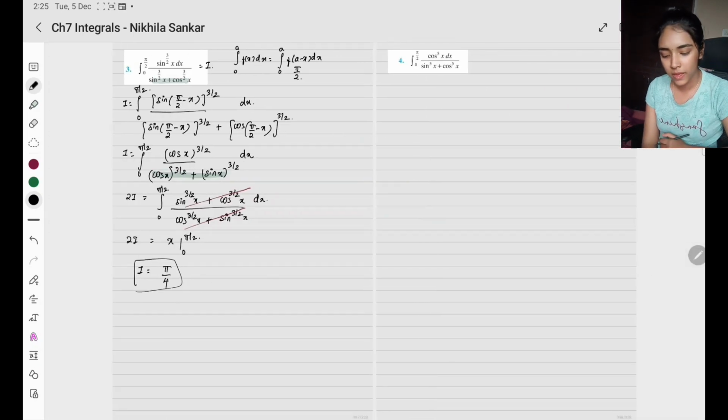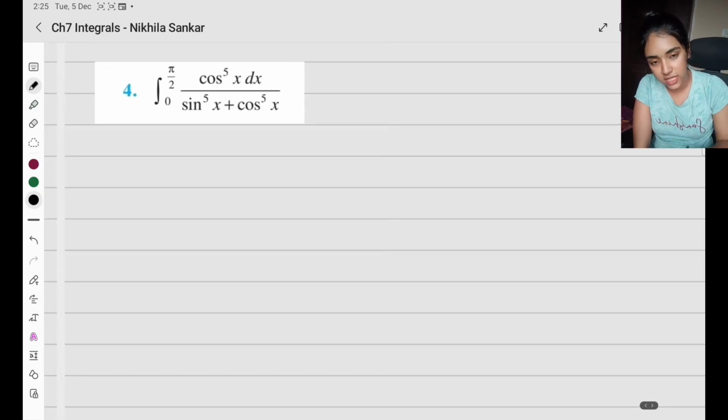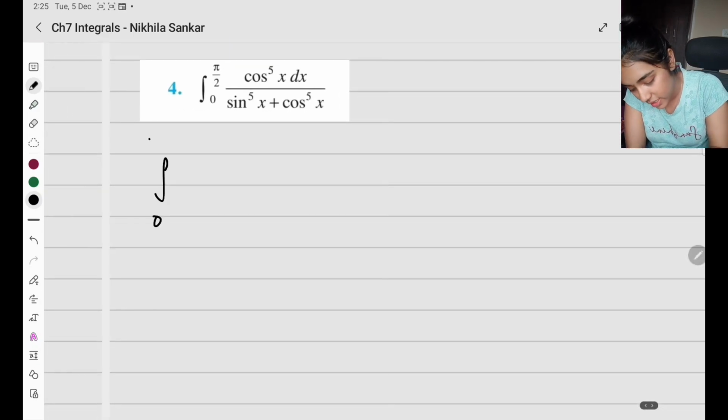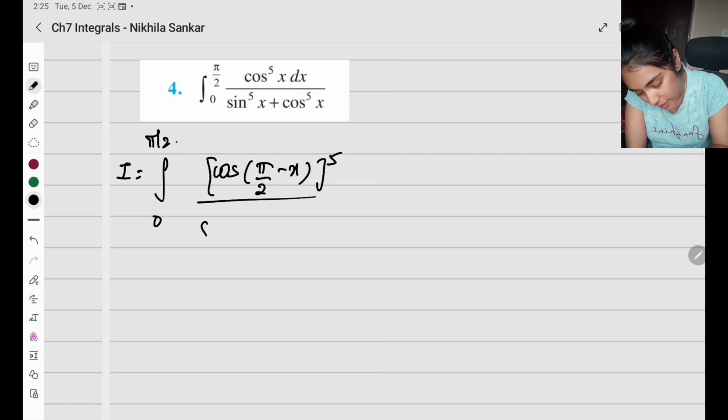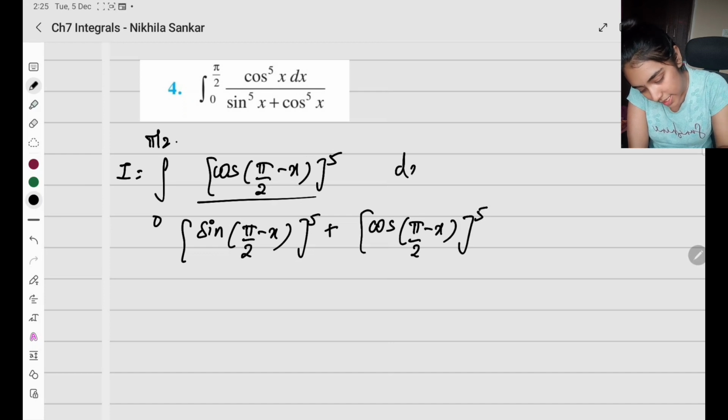Okay? Many questions will come like this. Again, same thing for this. So what is going to happen for this one? When I apply the integral, I have 0 to pi by 2. I equals cos of pi by 2 minus x the whole power 5 divided by sin of pi by 2 minus x the whole power 5 plus cos of pi by 2 minus x the whole power 5 times dx.